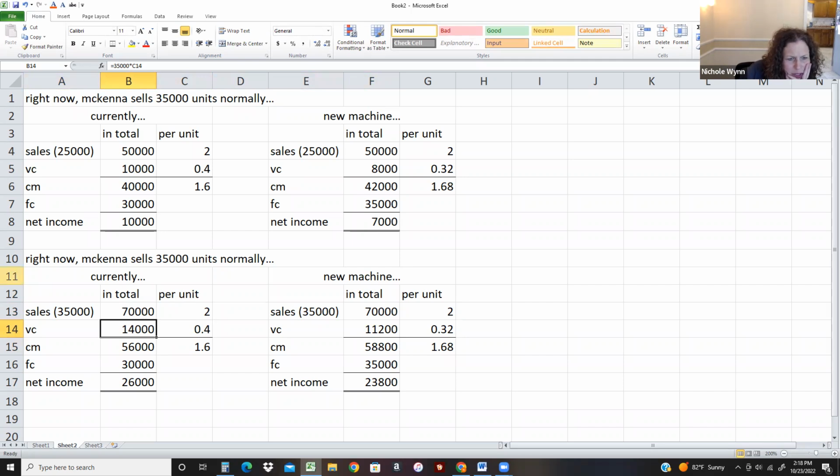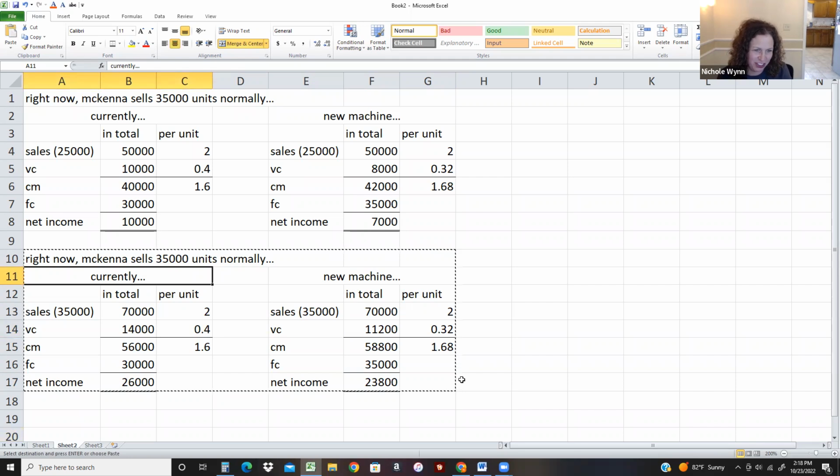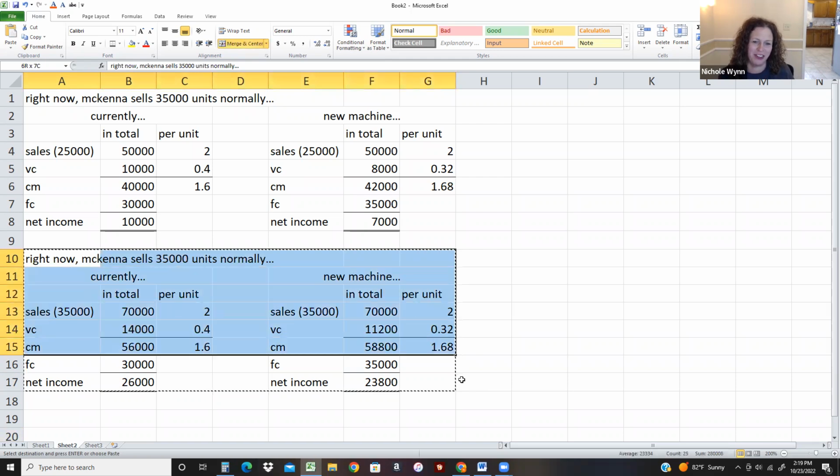So I was off by 3. Are you messing with me? All right. And so now it's going to bother me. Like, at what point would it not matter? Because now my differential, it was 3, and now it's only 23,800 versus 26,000, 2,200. So what if I normally sell 50,000 units?